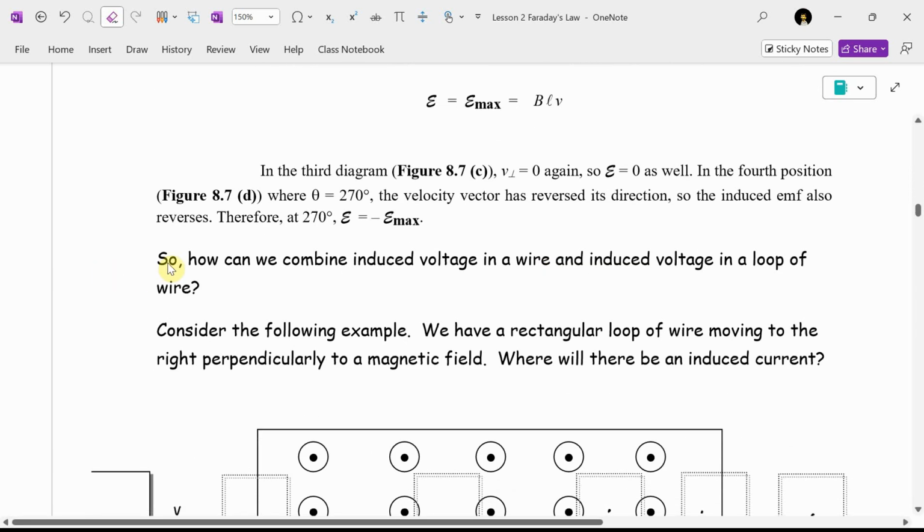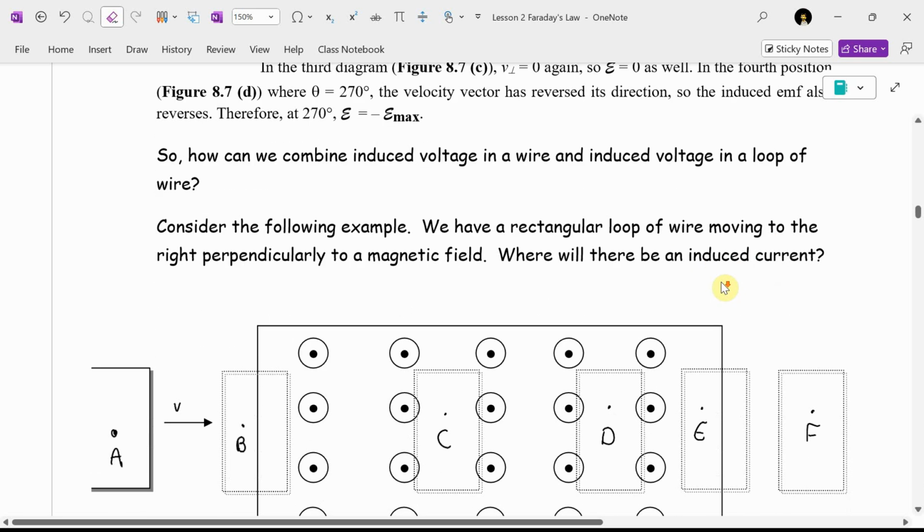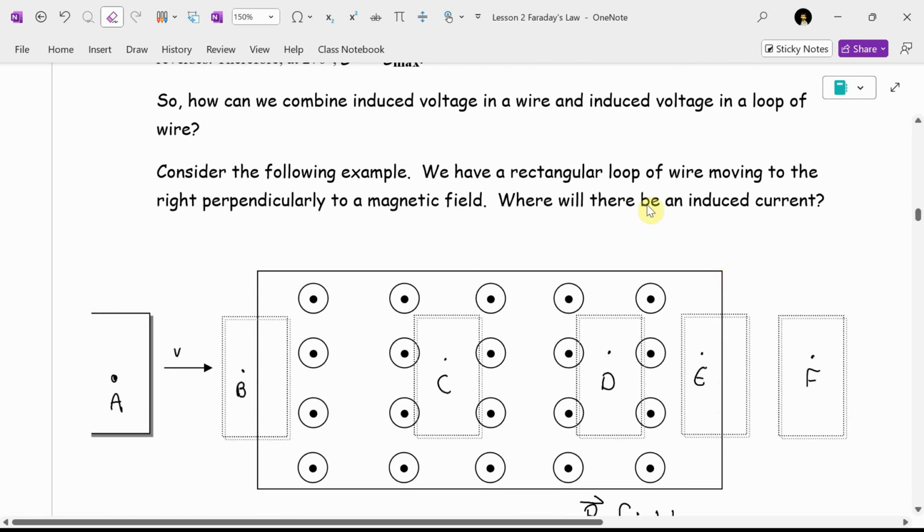So this is what Michael Faraday asked. How can we combine the induced voltage of a wire, BLV, and the induced voltage in a loop of wire? Consider the following example. This was his first thought. He said, suppose we have a rectangular loop of wire moving to the right.